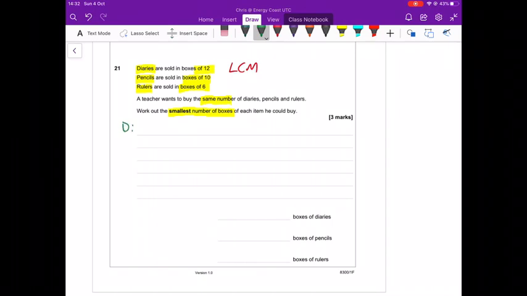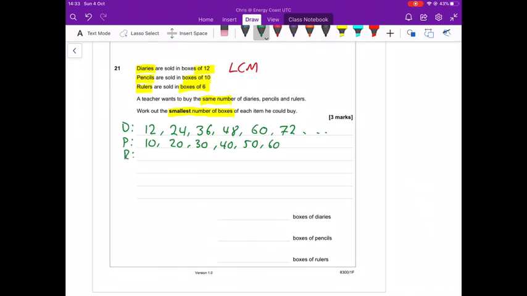Okay, so let's have a look. Diaries, I could buy boxes of 12, so I could buy 12 diaries. I could buy 24. I'm just going to write out the times table. 36, 48, let's get it right. And then 60, and then 72, and then let's stop for now. Pencils, I could buy 10 pencils. I could buy 20 or 30 or 40 or 50 or 60. Now that looks good because I've got 60 above as well, so maybe it's going to be 60.